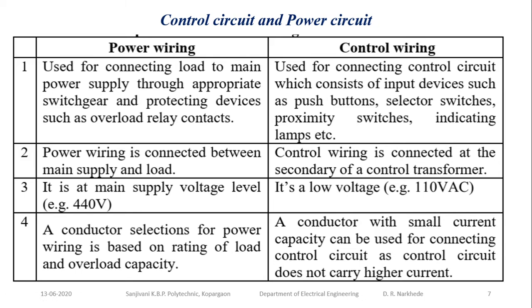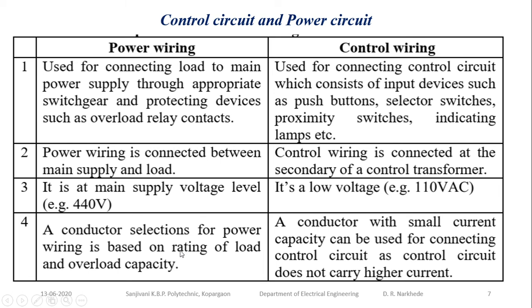If it is DC, then it may be 5 volt, 6 volt, 9 volt, 12 volt, or 24 volt DC, and if it is AC, that may be 110 volt AC or 230 volt AC. The conductor selection of power wiring is based on the rating of the load and overload capacity. For control wiring, a conductor with small current capacity can be used for connecting the control circuit, as the control circuit does not carry higher current.